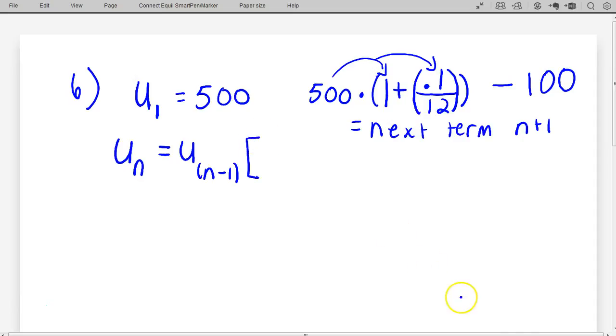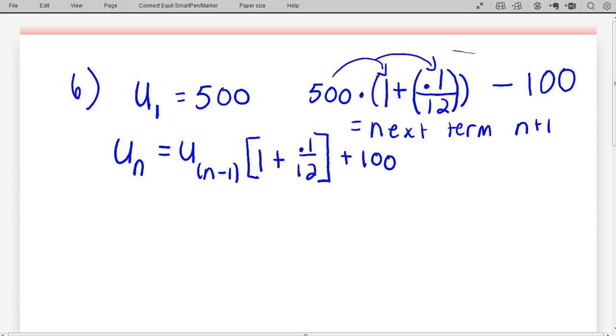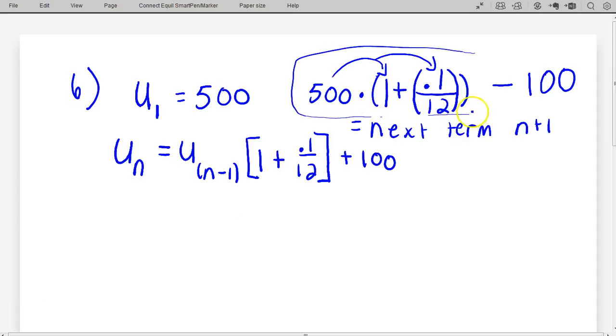We are going to multiply it times 1 plus 0.1 over 12, and then we're going to add 100. And then find the next term, and then you can do it all over again, okay? This is not the explicit form. This one's closer to the explicit form, but still not exactly because we don't have an exponent, but all it wants is the recursive form here.